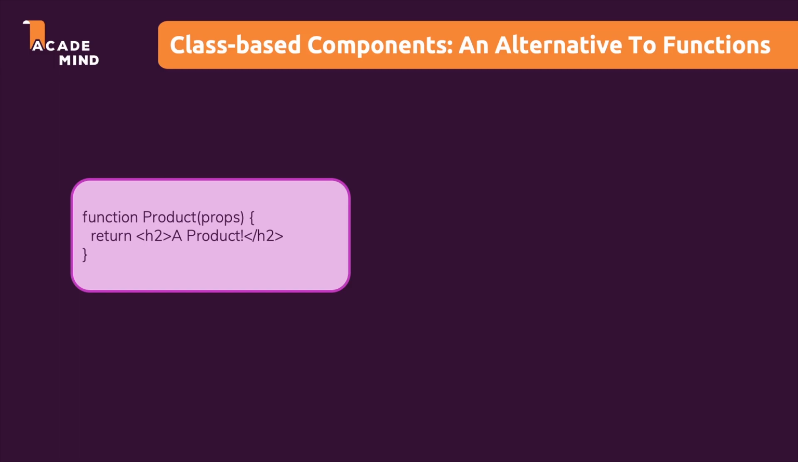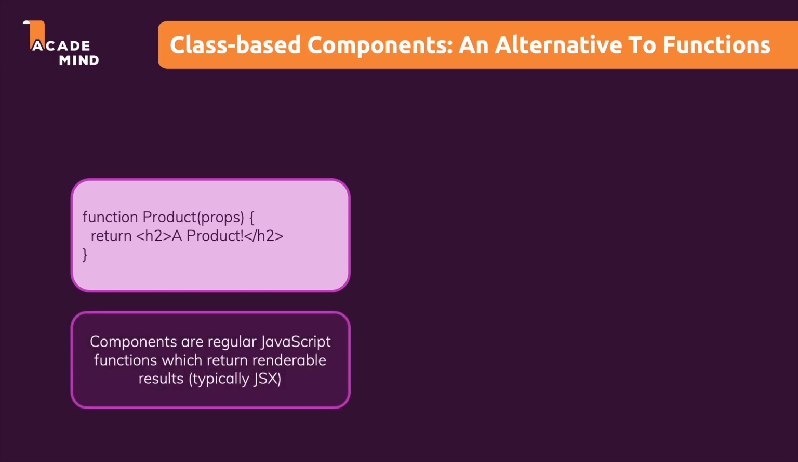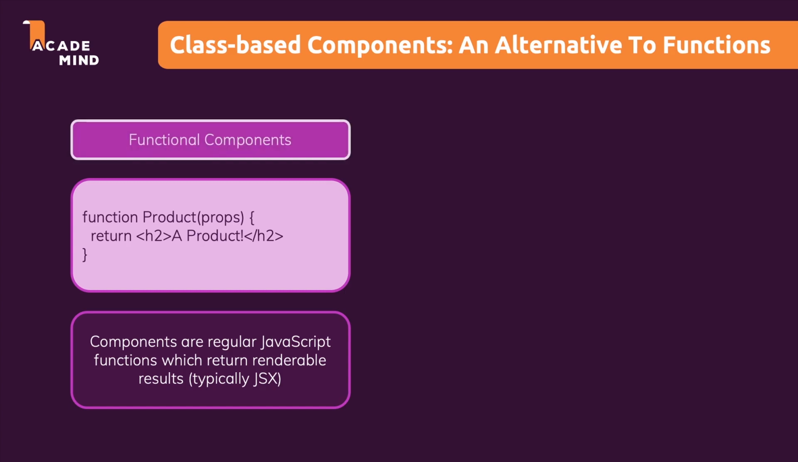And we built a function that receives props and then returns the JSX code that should be rendered to the screen. This is what components are in React, and they are simply regular JavaScript functions which return some renderable results, typically JSX. This is what we refer to as functional components, which is a term I also already used a couple of times. Now, this term exists because it's not the only way of building components.